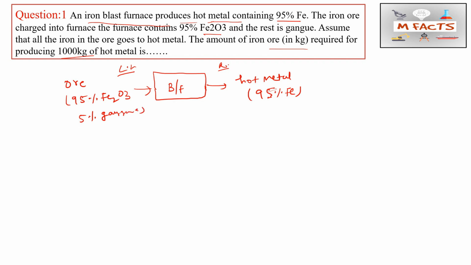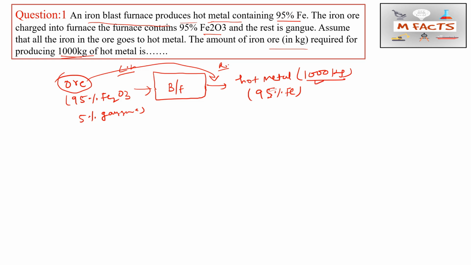Okay, so the next line is: assume that all the iron in the ore goes into the hot metal. So they are saying whatever the iron in this ore, it will all go into hot metal. This is the assumption for this question. For material balance type of questions, we need to take some assumptions. Okay, so the amount of iron ore in kg required for producing 1000 kg of hot metal. They have given the weight of hot metal, that is 1000 kg, or this is 1 ton.